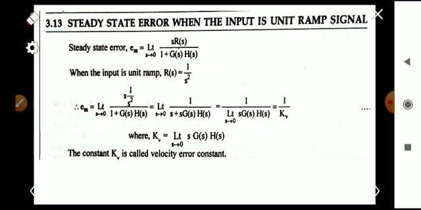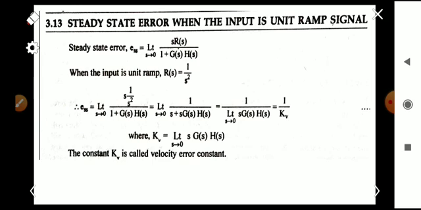Okay, so if you are applying S tends to 0, the first term is S only, so it will become 0, and the entire equation becomes 1 by limit S tends to 0 S into G of S into H of S. So the limit is only applicable to the second term; the first term will become 0 here. So what is this one? Limit S tends to 0 S into G of S into H of S. We have already learned it as Kv, that is, the velocity error constant Kv. So ESS will be equal to 1 by Kv for a unit ramp signal, if you are giving a unit ramp as the input.